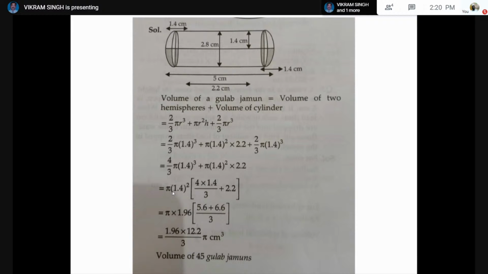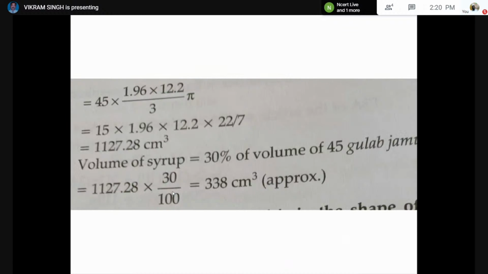In the question we are having 45 such gulab jamuns, so we have to take its volume after multiplying by 45. So this will be the total volume. But as far as the volume of syrup is concerned, we have to take its 30%. So the 30% will be 338. So this is all about the question in short.